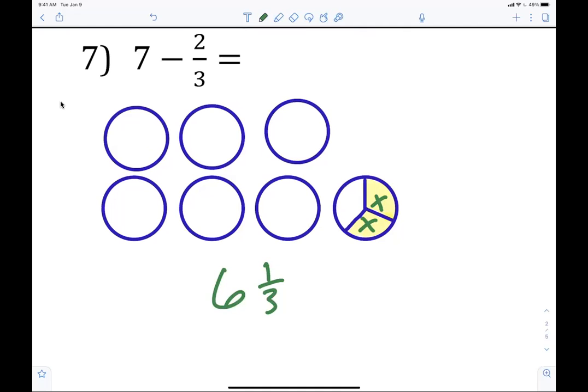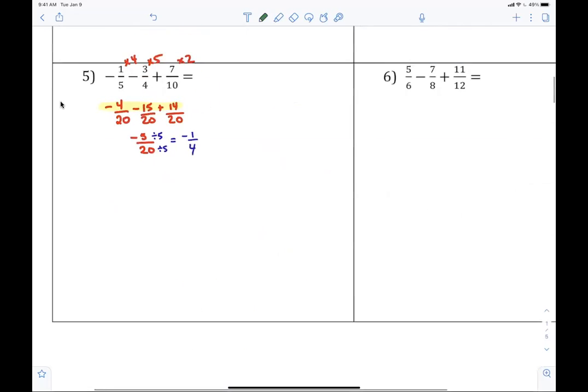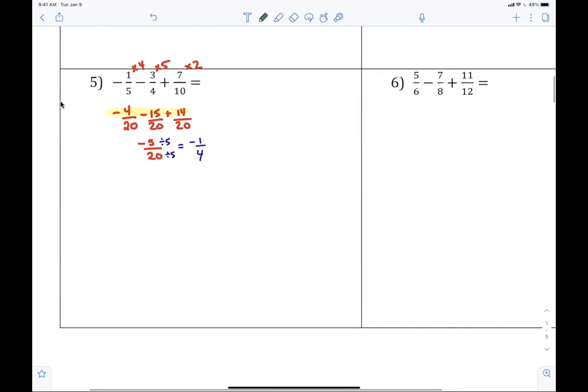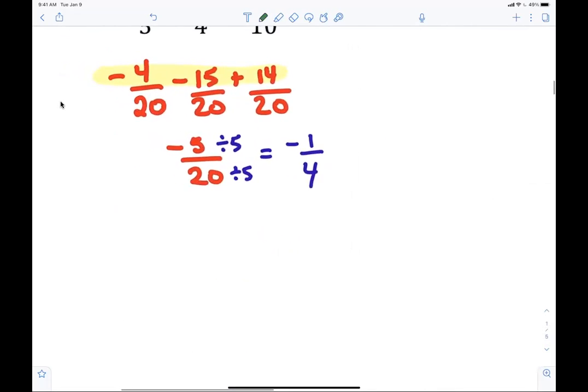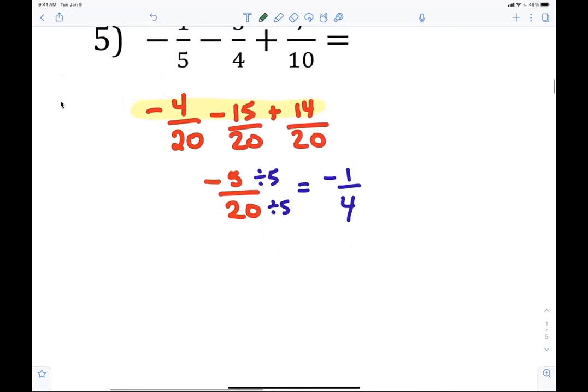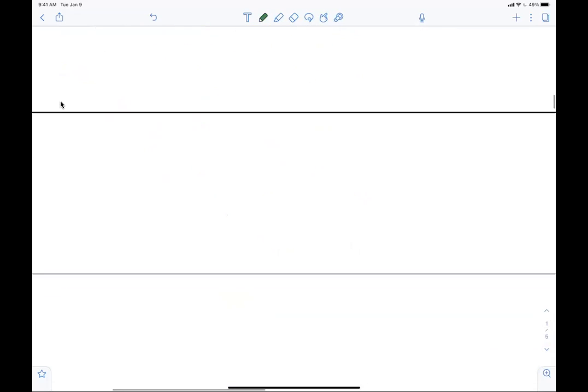Yes. For number 5, wouldn't it be positive? Why do you think it's positive? Because I thought, if there are 2 negatives, then it would be positive. If you're multiplying, that's true, right? Not when you're adding though. Do you agree? Okay, so back to here.